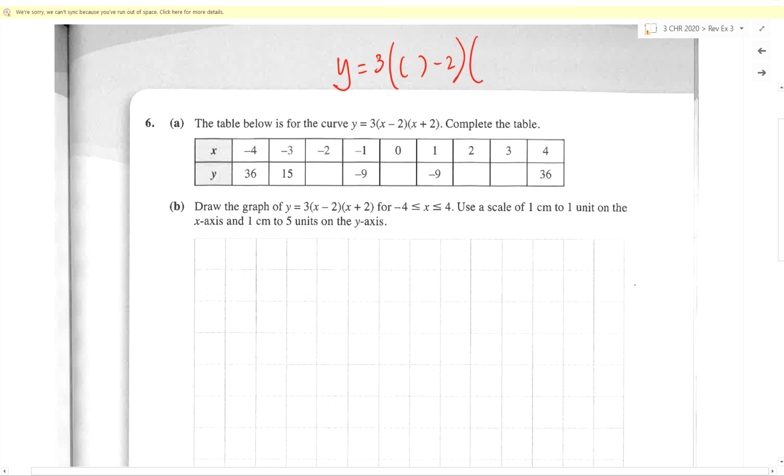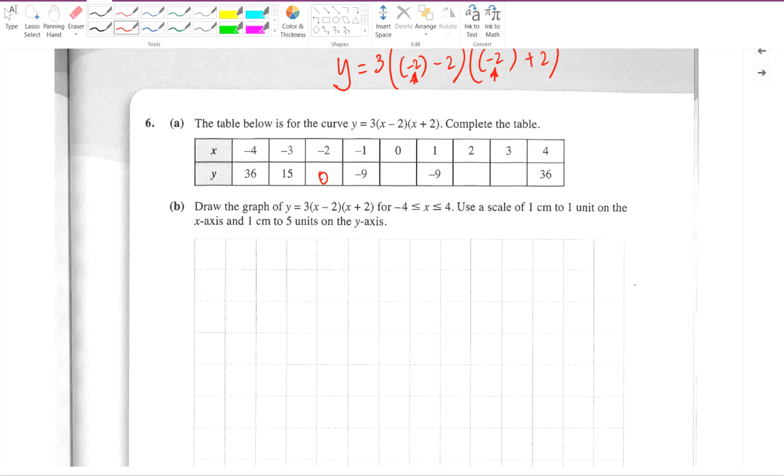I see open bracket. I see x. Change it to brackets again. Plus 2, close bracket. So now I have to put in negative 2 inside this bracket. And over here, negative 2, negative 2. So use your calculator to help you. 3 times negative 4. Negative 2 plus 2 is 0. So 0 times something will be 0. Okay, that's our first blank.